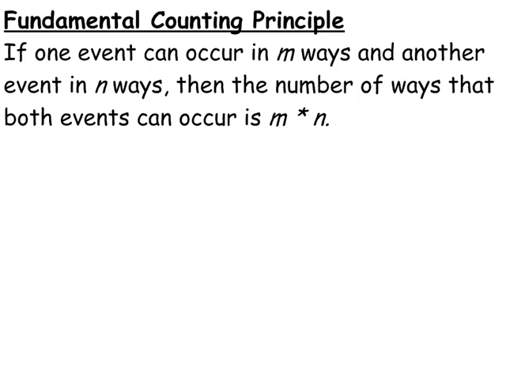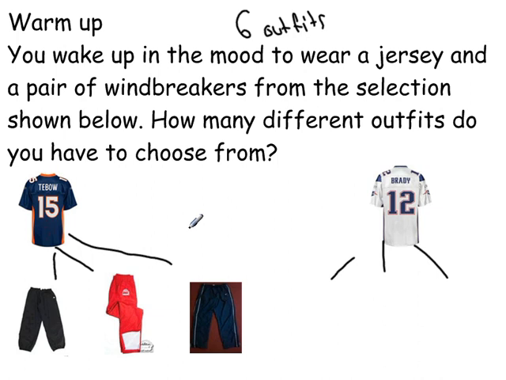And it says, if one event can occur in m ways and another event in n ways, then the number of ways that both events can occur is m times n. So let's take that back to our previous example. How many different jerseys do you have available? You have 2 jerseys available.